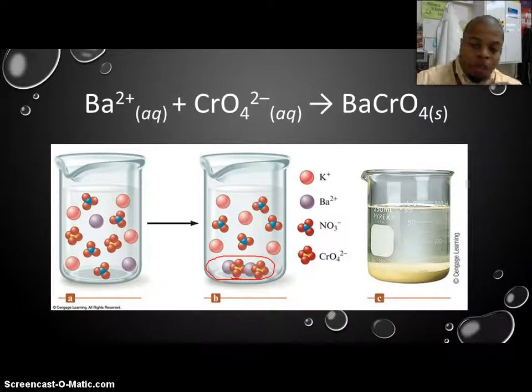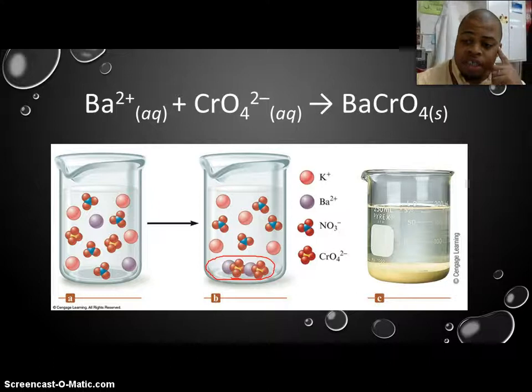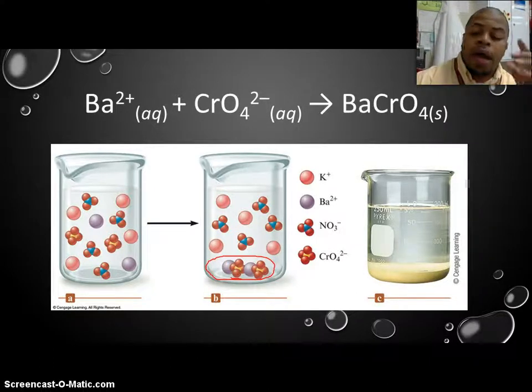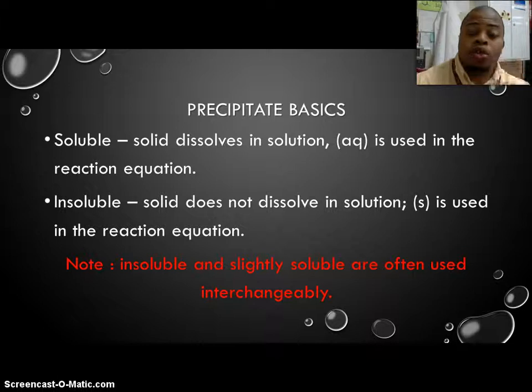Now, this is what it'll actually look like when we get into an actual solution. So we may have mixed these 2 clear solutions and we begin to get this whitish yellow substance that forms at the bottom of the beaker. This will be our precipitate. Now, how do we know which is actually going to form? We're going to get to that in just a second.